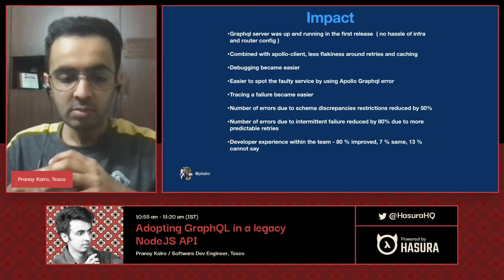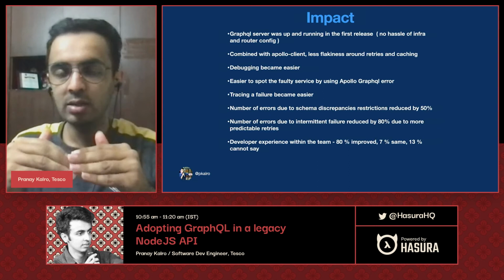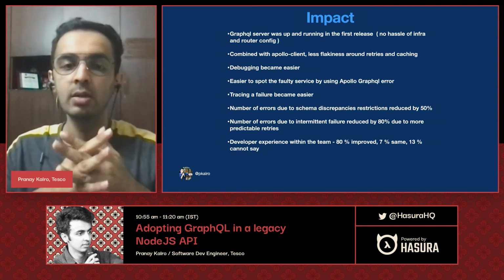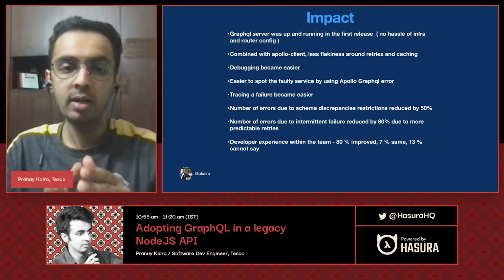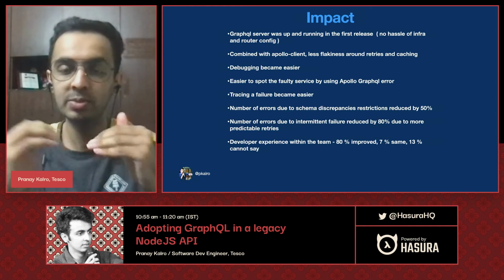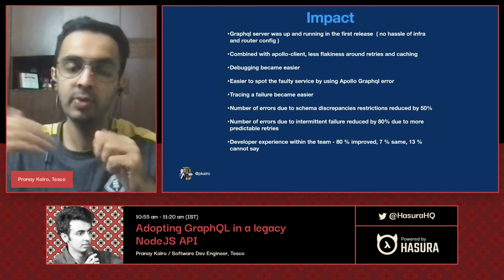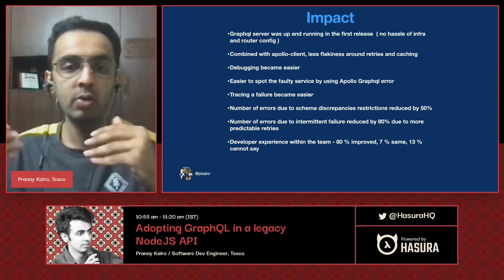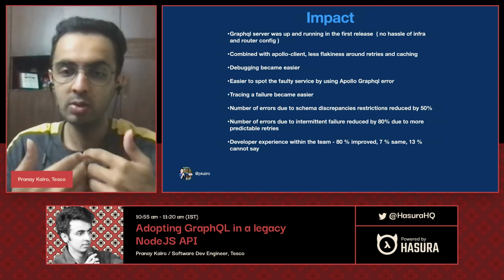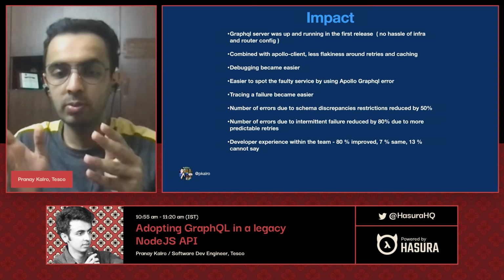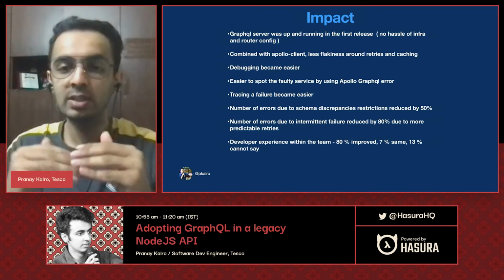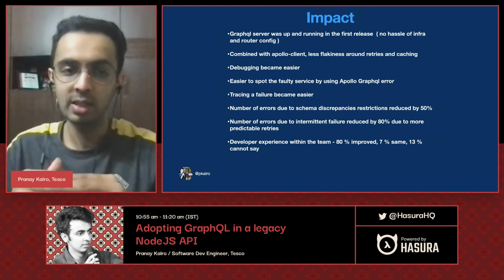And we did an analysis as well, 3 to 4 months into the journey. We found that there were errors that used to arise because we had some schema discrepancies. When I say schema discrepancies, our Node.js API had defined something in the Swagger, but what was returned was not valid. Because of the type system that GraphQL brings along, those kind of discrepancy errors came down by 50%.